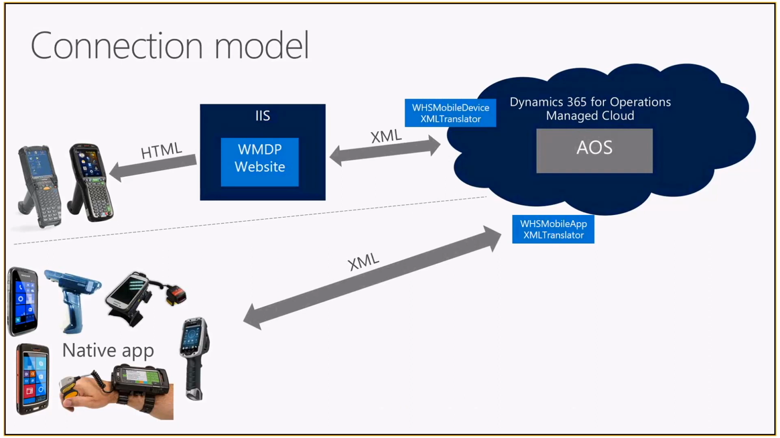In the new system, we have built a new custom interface in the cloud, which the native app connects to directly and uses the returned XML to build the user interface. The IIS server is not required here, as the app itself acts as the translation service and can build the required native controls and workflow directly from the XML sent from Dynamics 365 for Operations.